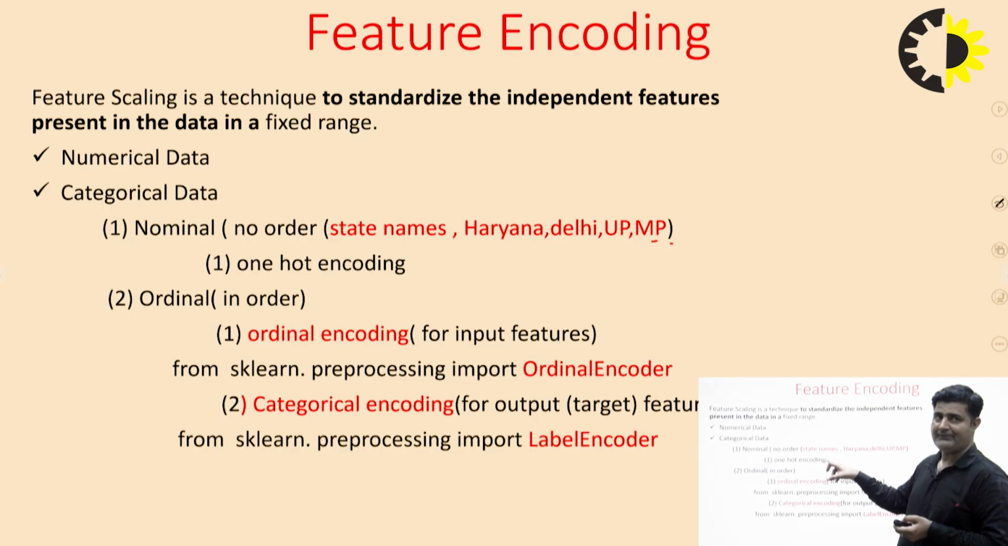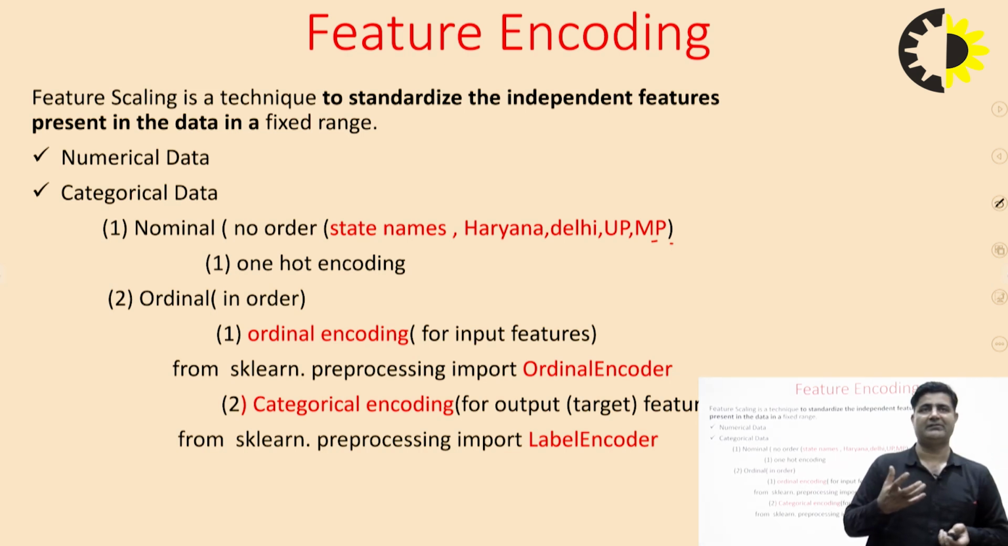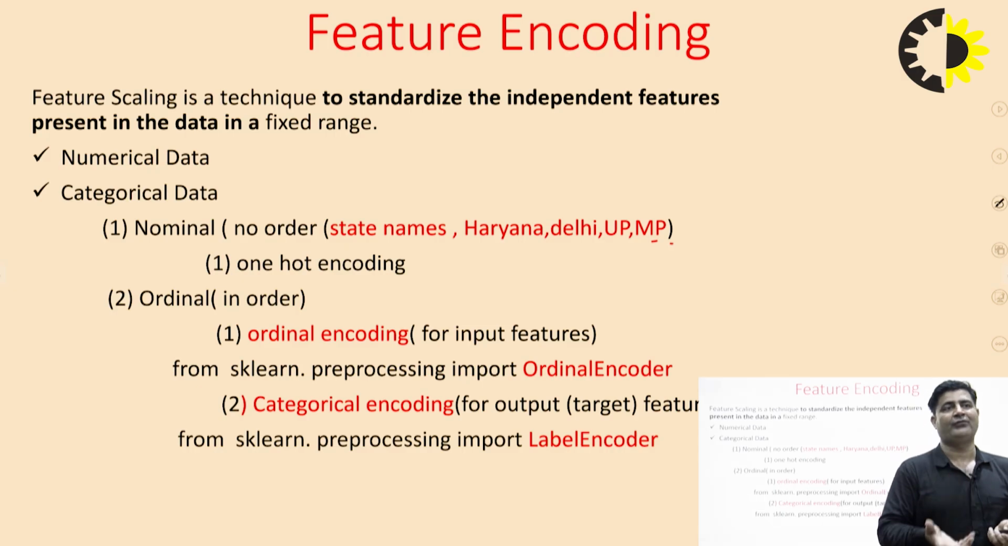We have to apply it there. Now suppose the values are in an order form. Say the input feature has ordered values, such as first, second, third. So we use ordinal encoding for that, right?